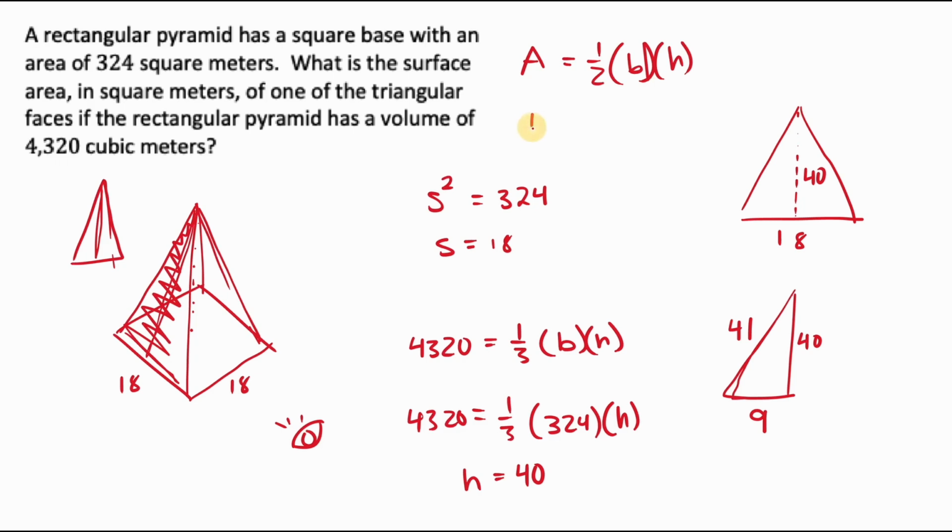So we know that it's going to be 1/2 times the base, which is 18. And this time we're using the full 18 because we're looking all the way across here. We're not looking at just one of the right triangles over here. We're looking at the whole thing, so it's going to be 18, and then we just figured out the height is 41. And so when you plug that into a calculator, you get the area to be 369 square meters. And that's our final answer for problem 1.